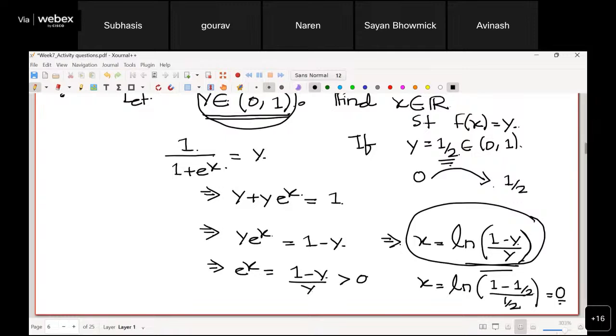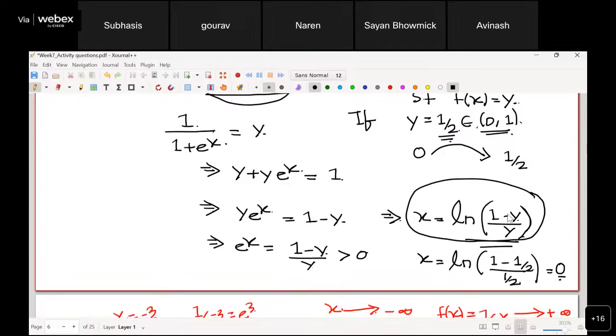And there is nothing special about half. You can take any number. Half by half is 1. So ln 1 is 0. Log of 1 is 0.